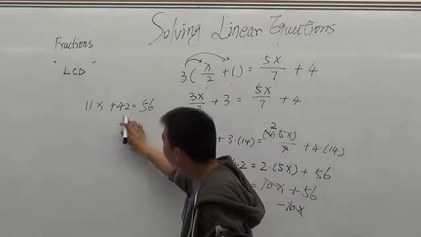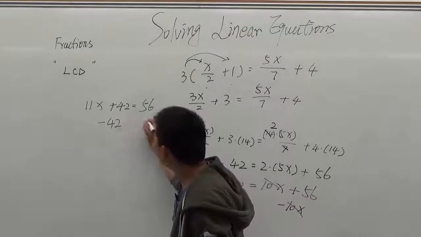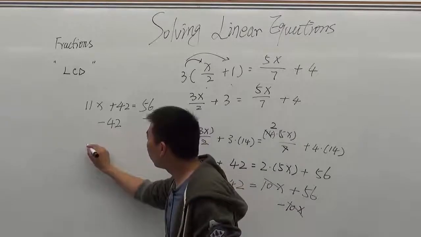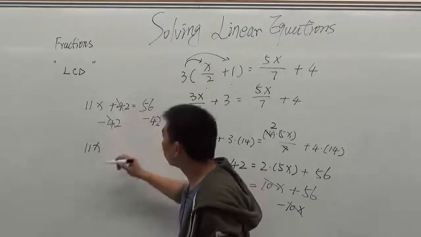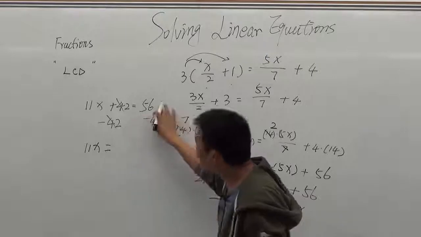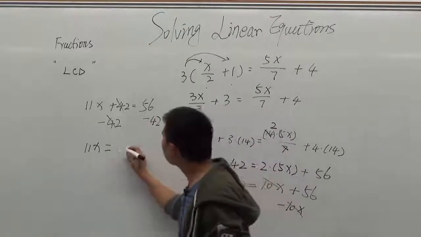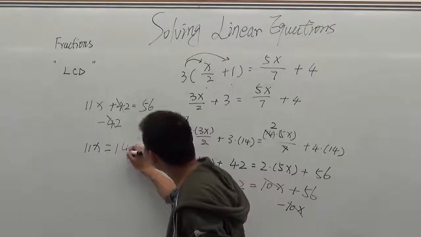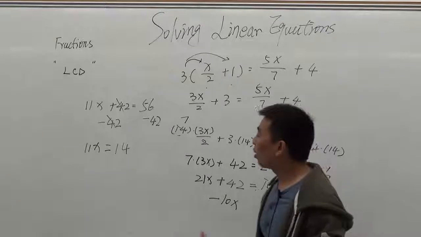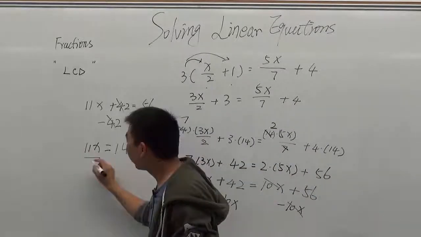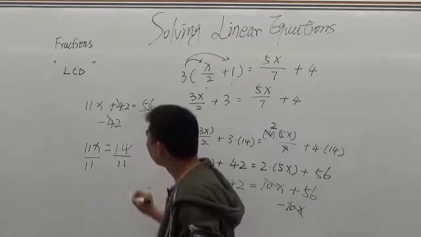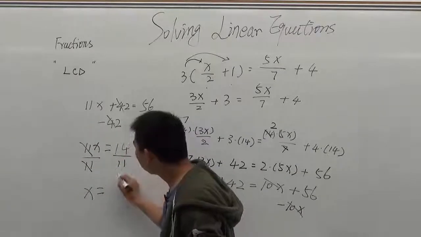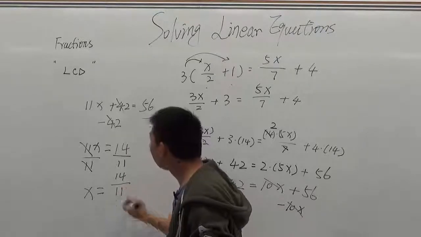So this is plus 42, we need to minus 42 for both sides. Then simplify it, so 11x, 42 minus 42, that gives 0, cancel out. So here's 56 minus 42, that gives us 14. Then we divide by 11 for both sides. Okay, here is multiplication with the division. Then the 11 cancel out. So here is x equals 14 over 11.